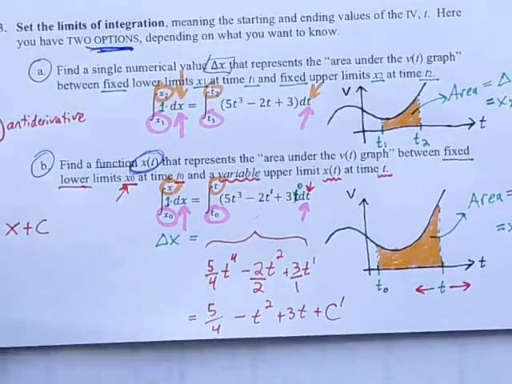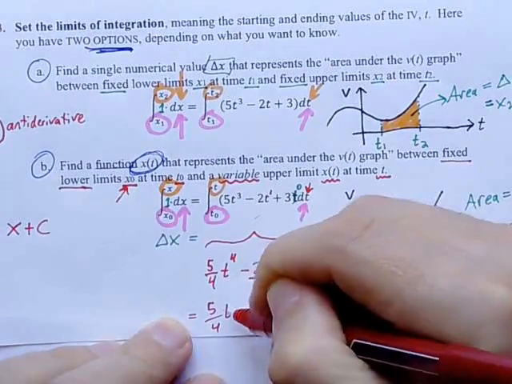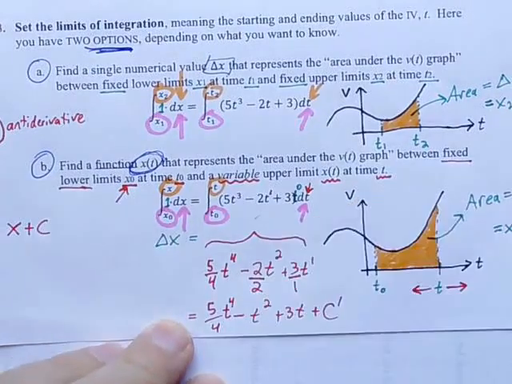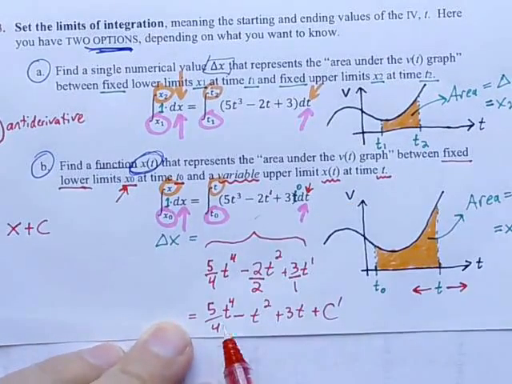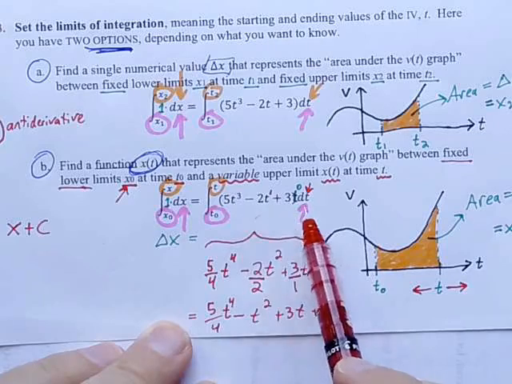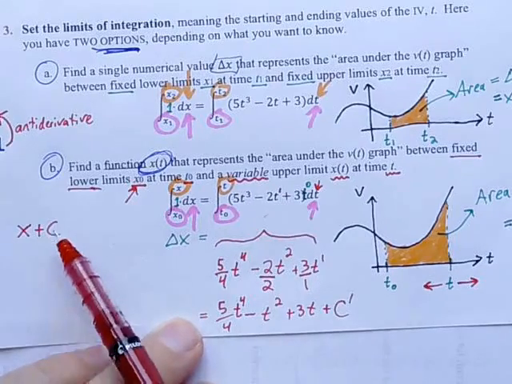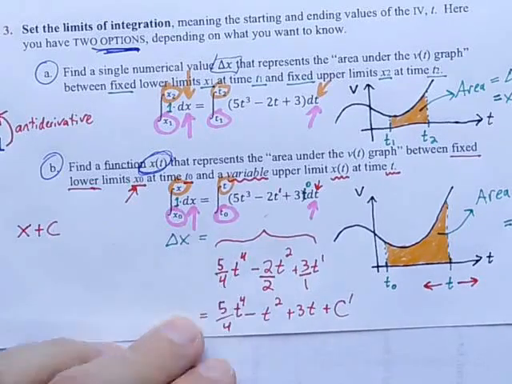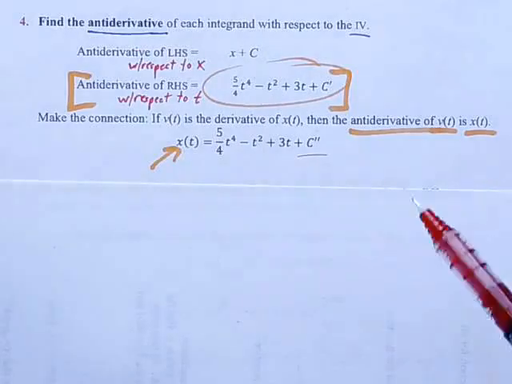And I notice I made a mistake here. I left out the t to the fourth right there. So we've got our antiderivative of the velocity function with respect to time and the antiderivative of that little 1 there with respect to x. So that's where we are now.